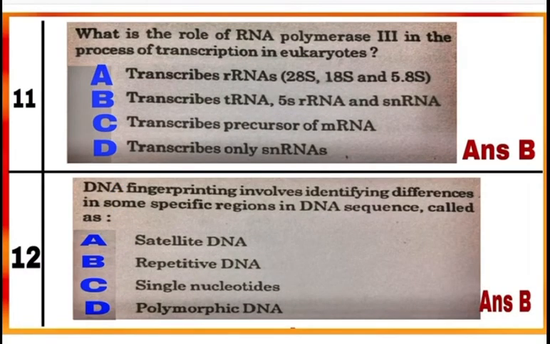Question number 11. What is the role of RNA polymerase 3 in the process of transcription in eukaryotes? Option B. It transcribes transfer RNA, 5S ribosomal RNA and small nuclear RNA. Question 12. DNA fingerprinting involves identifying differences in some specific regions in DNA sequence called as? Option B. These specific regions in DNA are called as repetitive DNA.